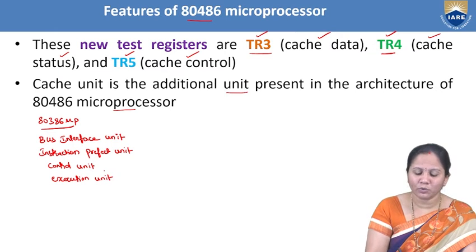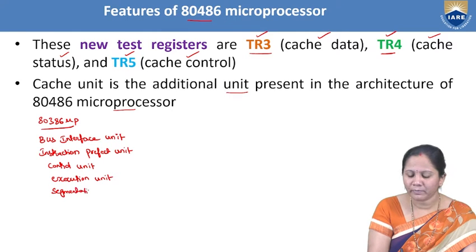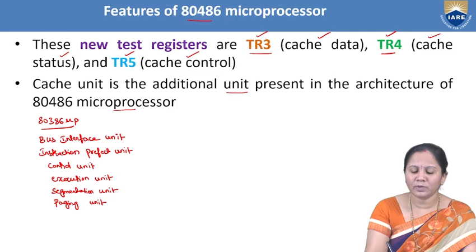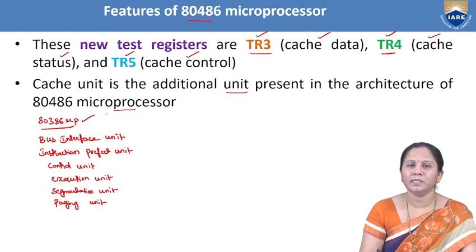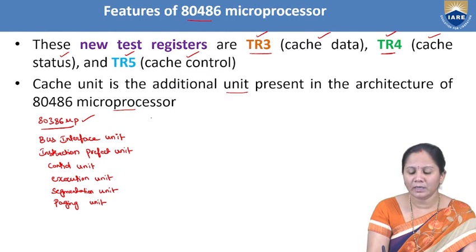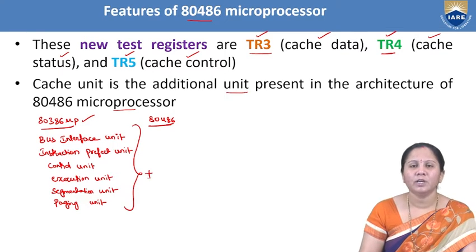Okay, and the next two important units are the segmentation unit and the paging unit. So all these are the 6 units that are there in the 80386 microprocessor. But here in the 80486 microprocessor, along with these 6 units, 2 units are additional.